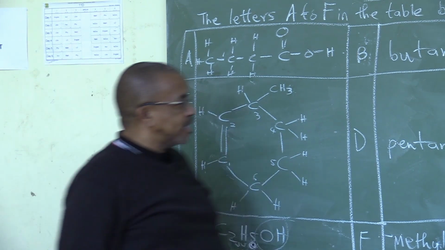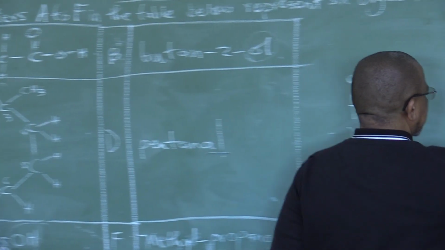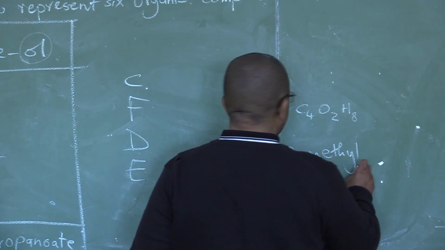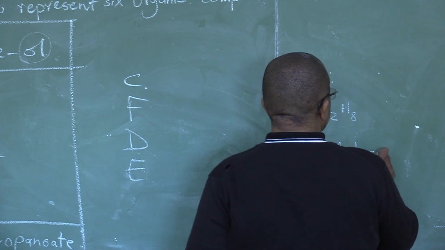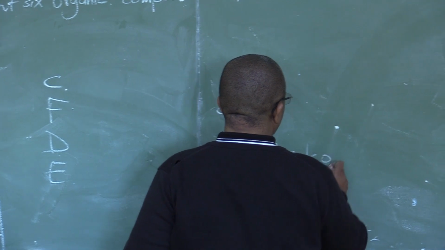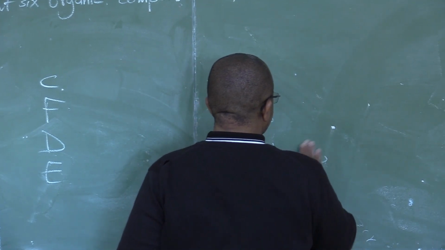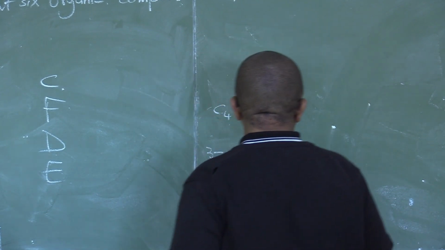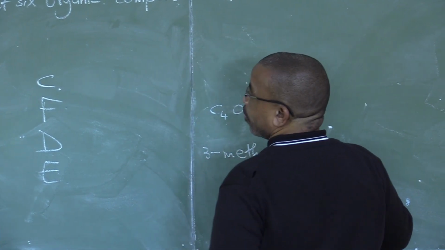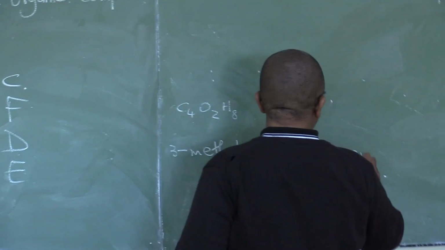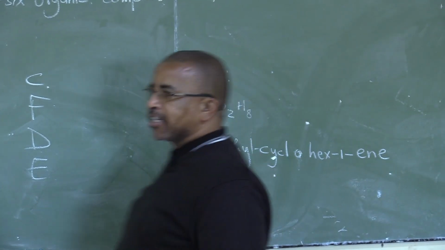So what is the name of this one? It is 3-methyl cyclo, it means it is a cyclic structure. Cyclo, it is a cyclic structure. We have carbon number 6, so cyclohex-1-ene. Cyclo, it is a cyclic structure.